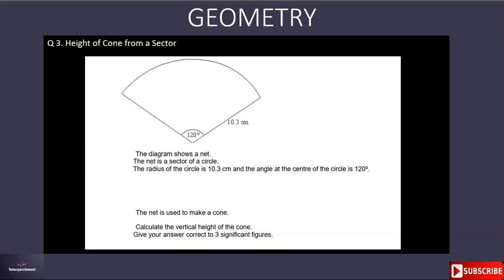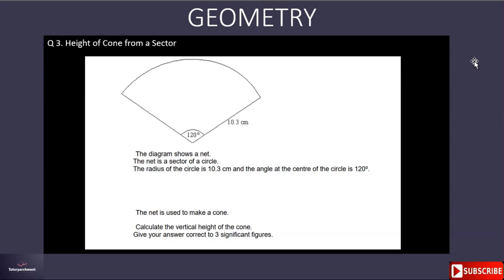This question is testing your ability to relate sector to a cone. So we're going to look at the question, and just like the normal approach we use, the question and answer approach to driving the knowledge. I want to believe you've gained a lot through our previous videos. Okay, so let's look at this again.